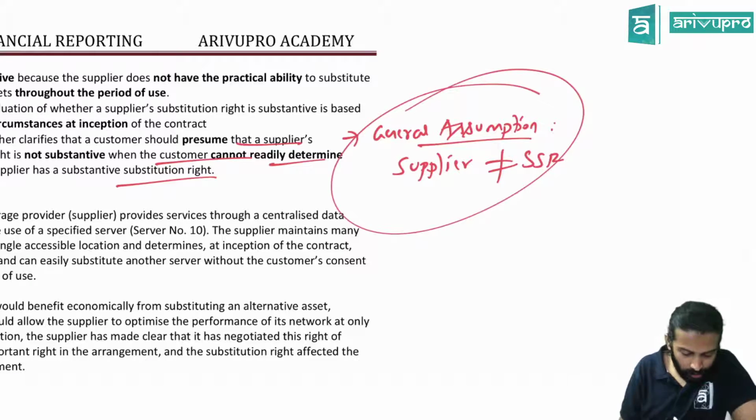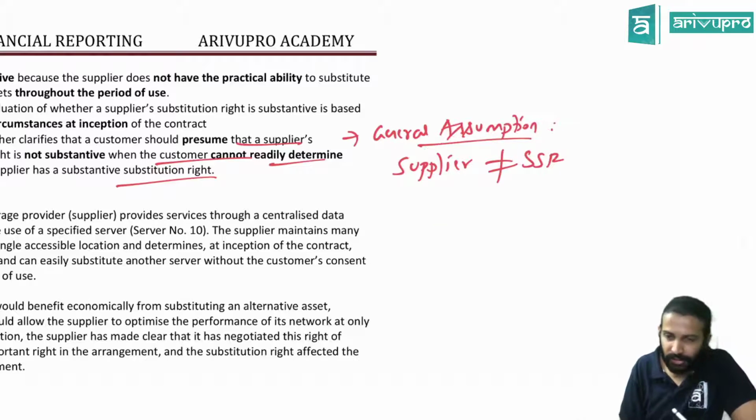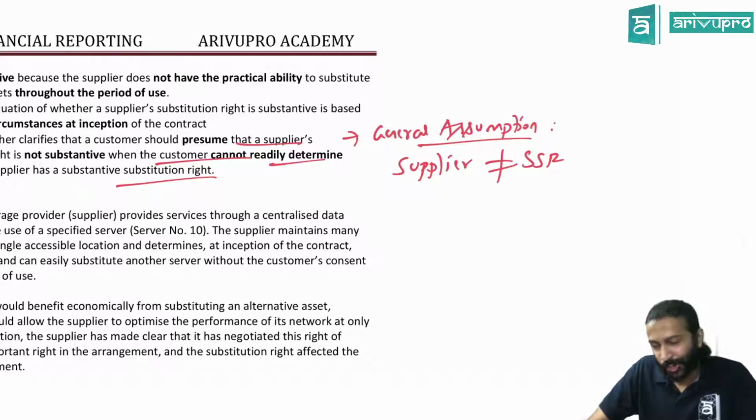Prove means that both conditions should be fulfilled: ability to substitute throughout the use, and beneficial. If you can prove both, then you would say the supplier has SSR. Otherwise, generally we take it that the supplier does not have it. See how many assets this person has, and you'll have to go case to case. Beneficial for him and all, how will we know, sir? Correct. And that's what you will have to do, a math analysis there. Kind of difficult from the lessee's angle. Depends on the contract, sir.